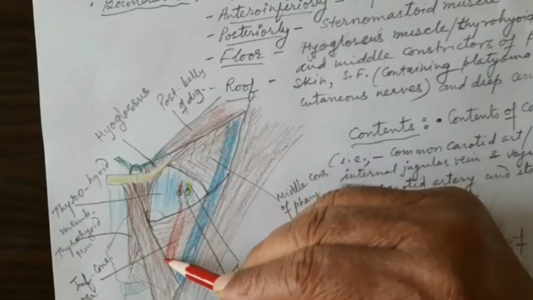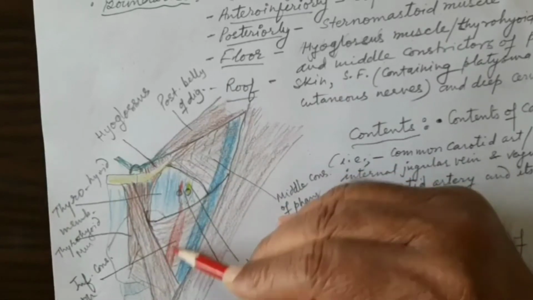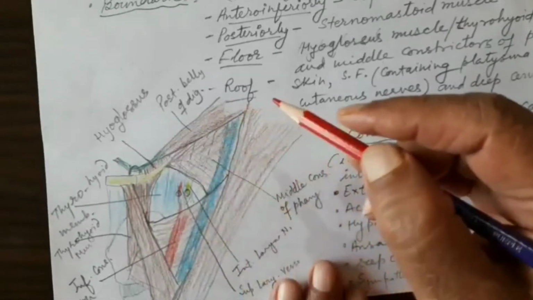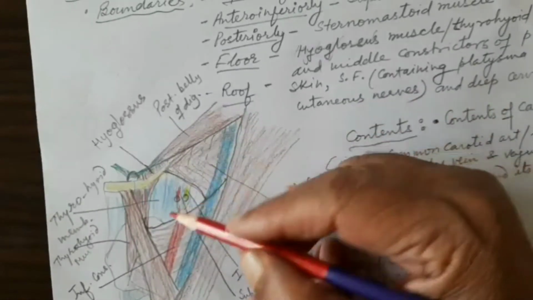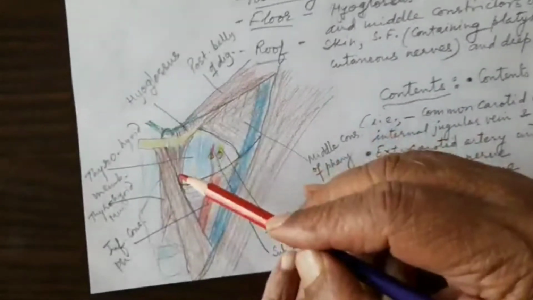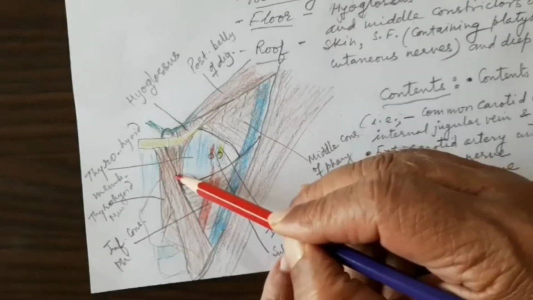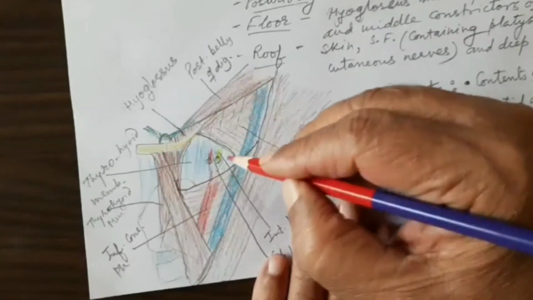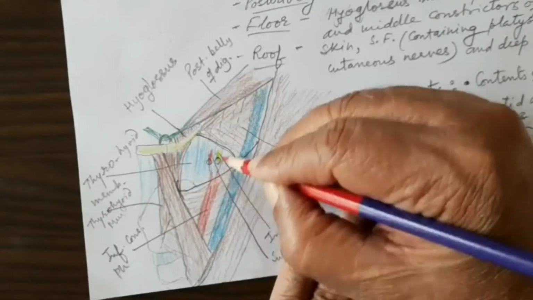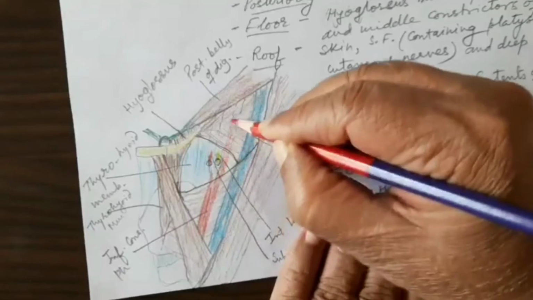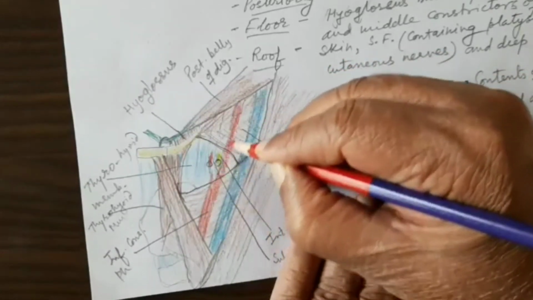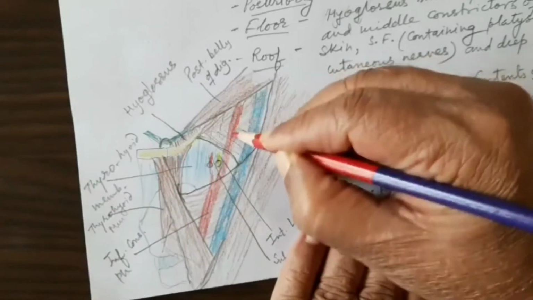Okay, so this is the common carotid artery, and as you have learned, the common carotid artery will divide into external and internal carotid artery at the level of the upper border of the thyroid cartilage. So this is that thyroid cartilage, upper border of the thyroid cartilage, where it will divide into internal and external carotid artery. Now this internal carotid artery seems to be a continuation of the common carotid artery, and straight it will go towards the upper border of the triangle.